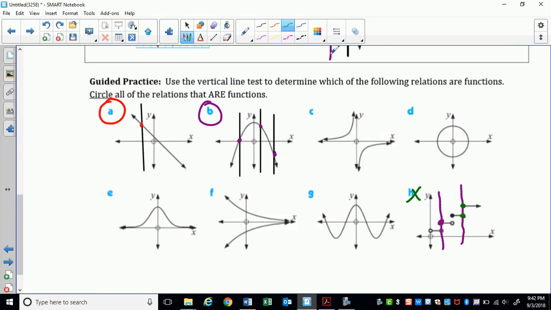Let's look at this. You know what, when I first saw this, I wasn't sure. Let's look at this right here. If I draw a straight line down right here, that doesn't really matter, right? But what about right here?